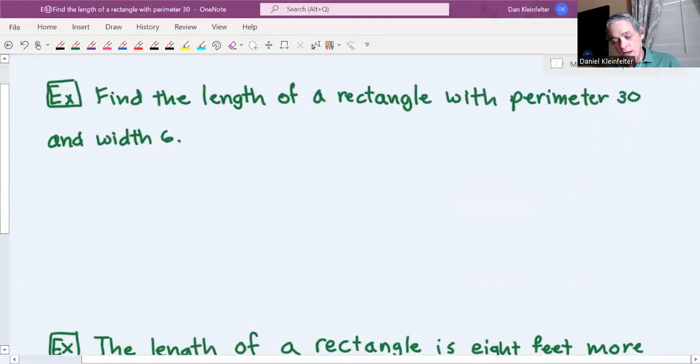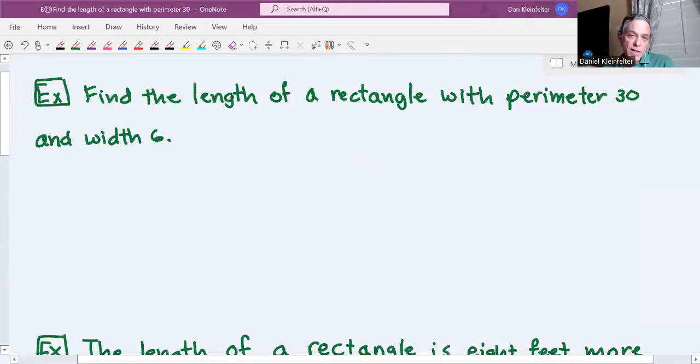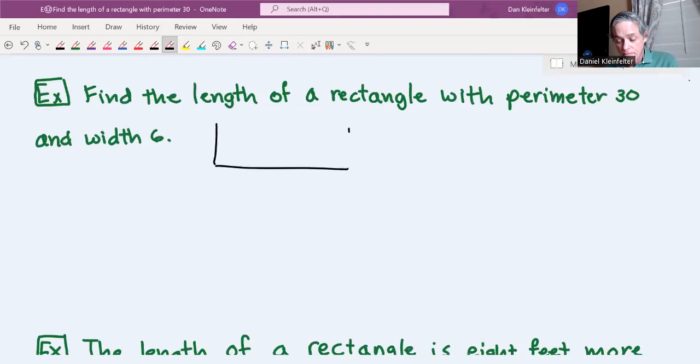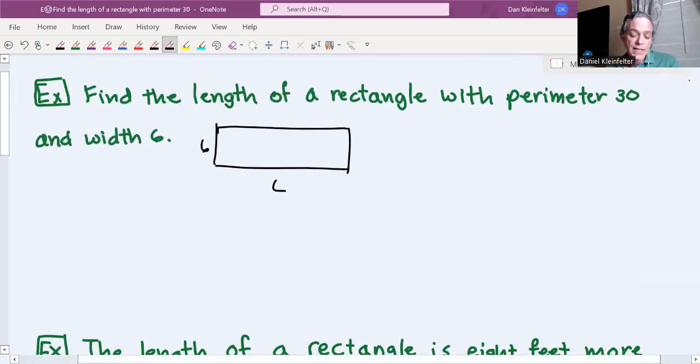Okay, here's one for you to try. Take a minute, pause the video, and work it out and see how you did. We were to find the length of a rectangle that has a perimeter of 30 and a width of 6. So we know that the width is 6. I don't know the length, but I know the width is 6.